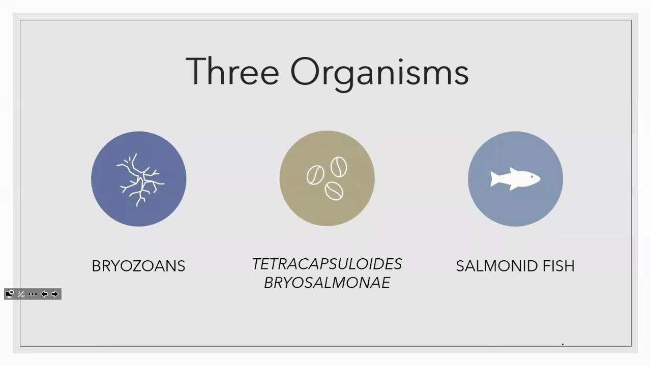So when we're telling the story of T. bryo, there are really three organisms that we're going to focus on today. This is a fairly complex life cycle, so I'm going to try and tell the story of this organism as concisely as possible. We're going to first talk about bryozoans, then we're going to be talking about T. bryo, also known as Tetracapsuloides bryosalmonae, and then salmonid fish. All three of these organisms play an important role in today's talk.